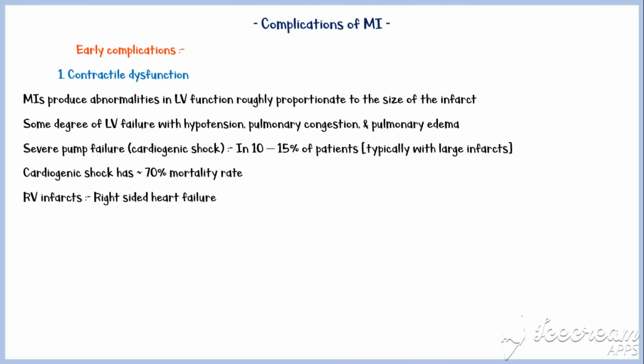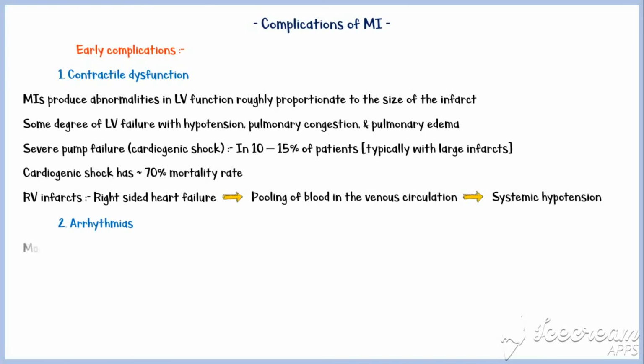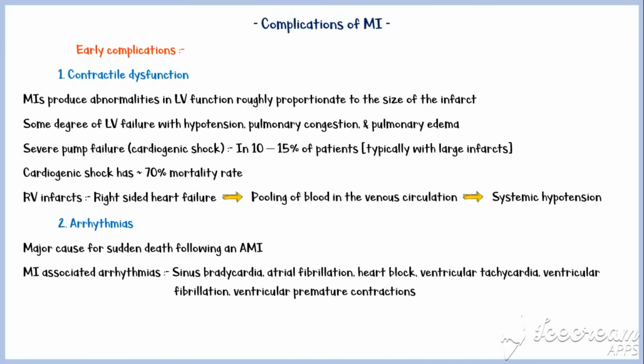Right ventricular infarcts give rise to right-sided heart failure, with resultant pooling of blood in the venous circulation, followed by systemic hypotension. Another major complication is arrhythmias, which is the major cause of sudden death following an acute myocardial infarction. Common myocardial infarction-associated arrhythmias are sinus bradycardia, atrial fibrillation, heart block, ventricular tachycardia, ventricular fibrillation, and ventricular premature contractions.